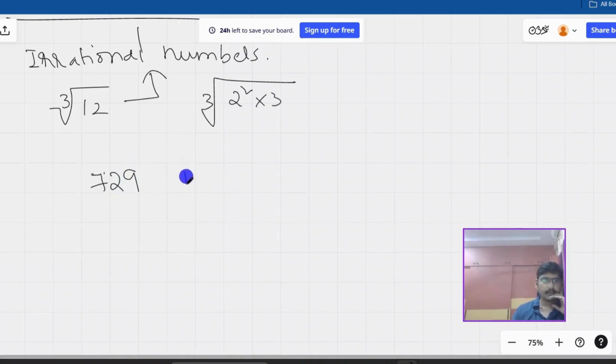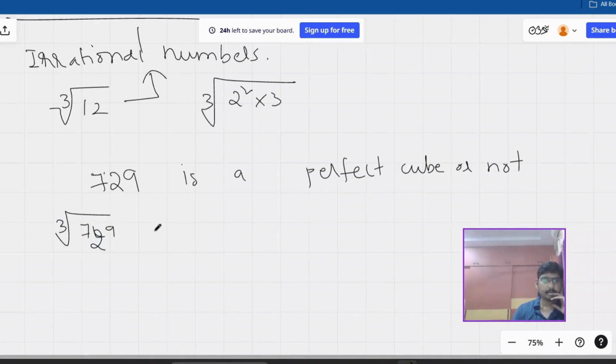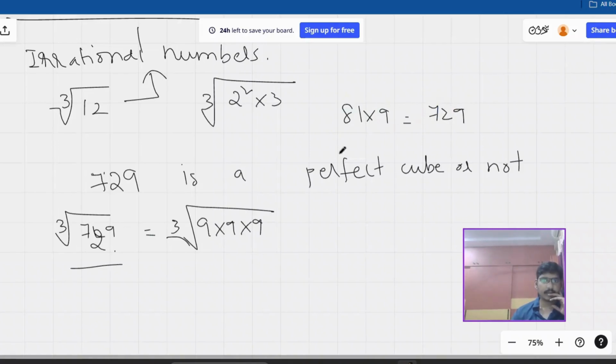Thus, for example, you have been asked whether 729 is a perfect cube or not. You should find its cube root, right? That means you should write this one as 9 into 9 into 9. Since we know that 81 into 9 is nothing but 729, here we get 9 cube and we are getting a perfect cube.